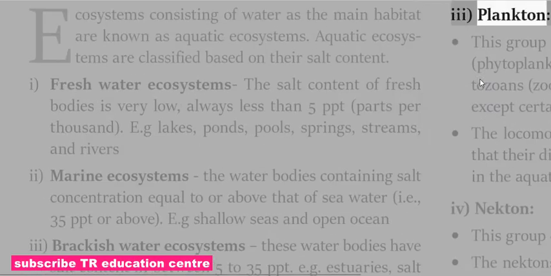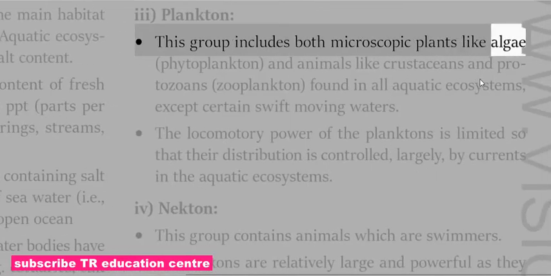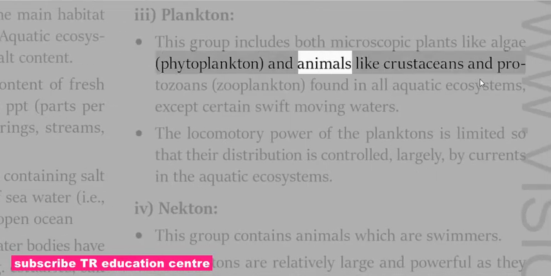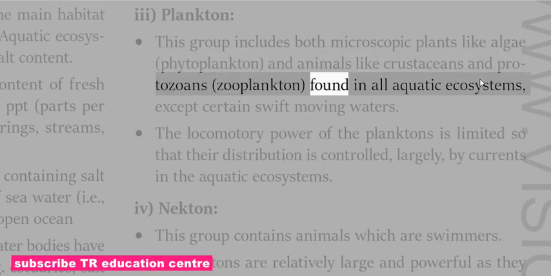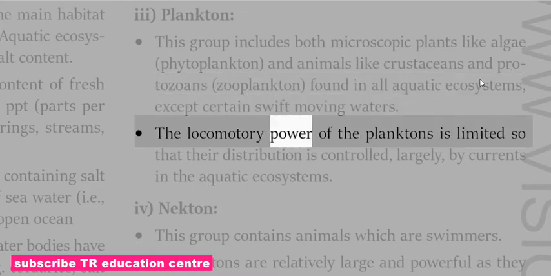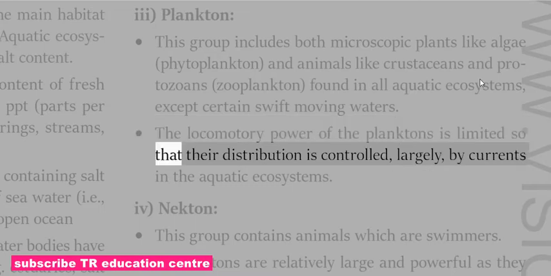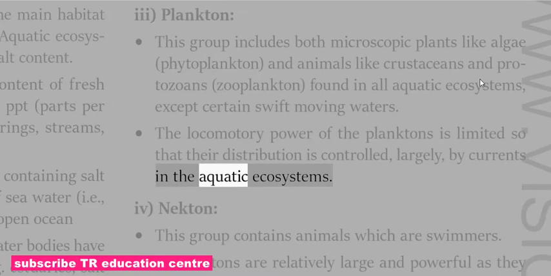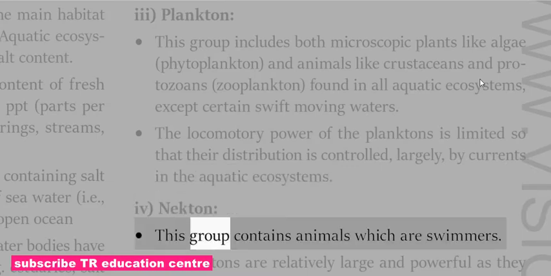3. Plankton. This group includes both microscopic plants like algae, phytoplankton, and animals like crustaceans and protozoans, zooplankton, found in all aquatic ecosystems, except certain swift-moving waters. The locomotory power of the planktons is limited so that their distribution is controlled, largely, by currents in the aquatic ecosystems.